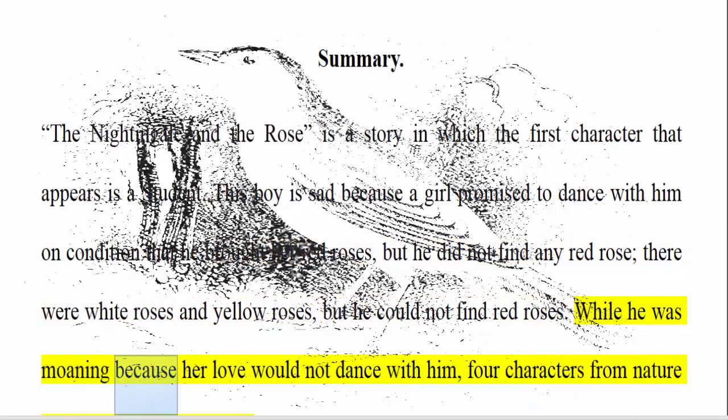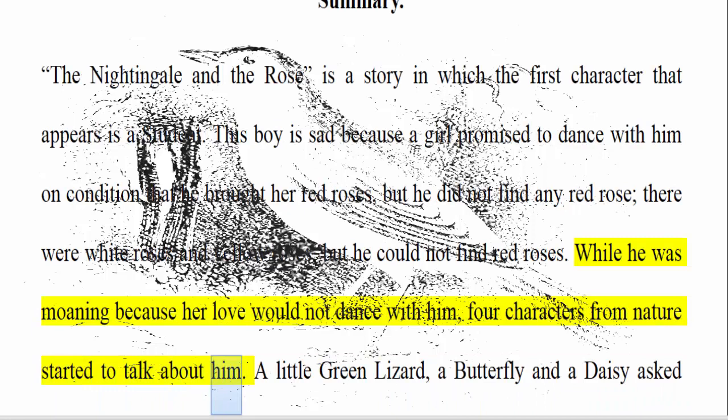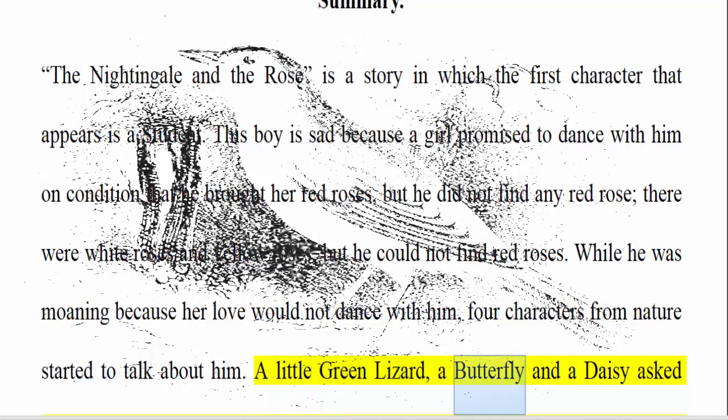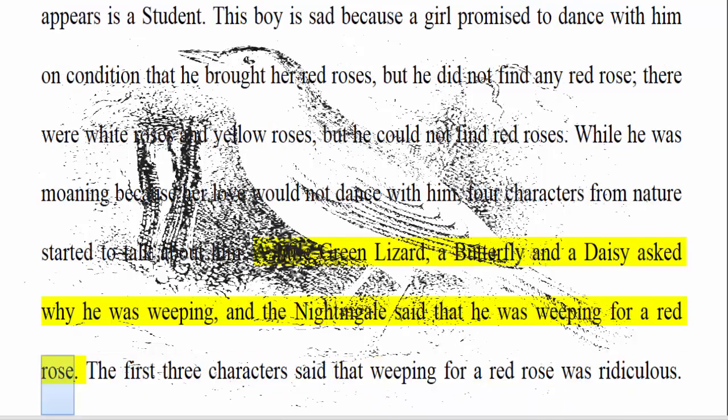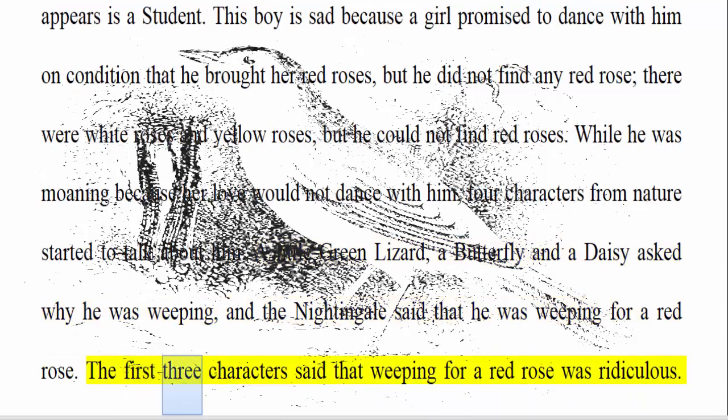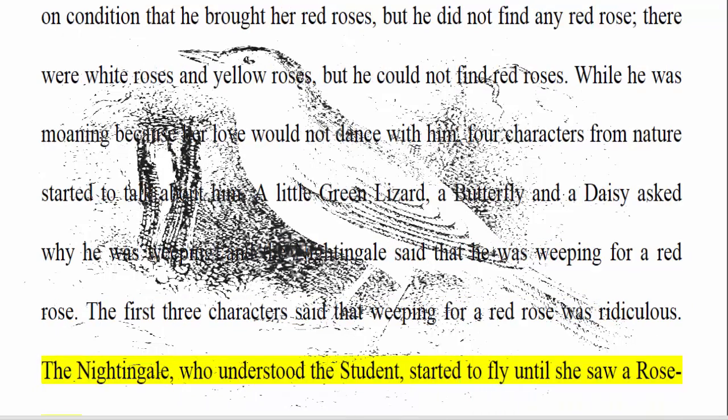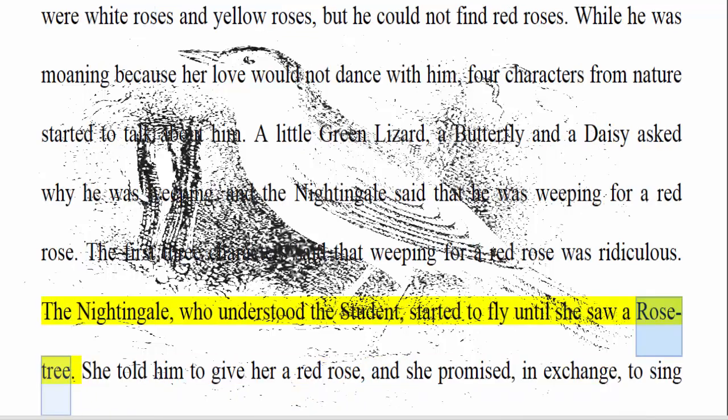While he was moaning because his love would not dance with him, four characters from nature started to talk about him. A little green lizard, a butterfly, and a daisy asked why he was weeping, and the nightingale said that he was weeping for a red rose. The first three characters said that weeping for a red rose was ridiculous. The nightingale, who understood the student, started to fly until she saw a rose tree.